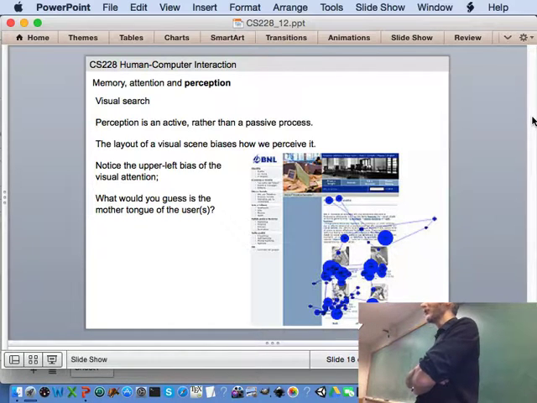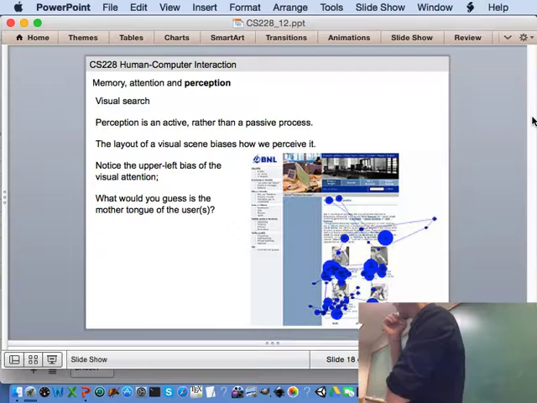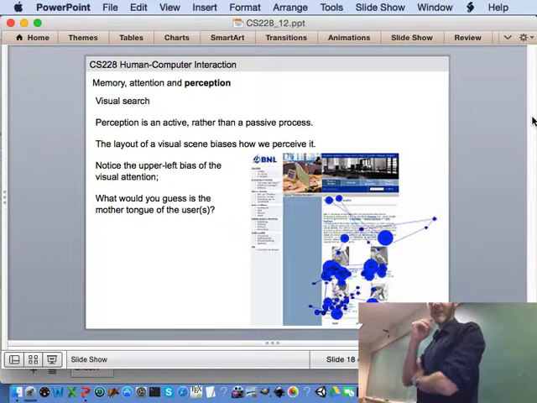Where their eyes moved, right? So the lines represent saccades. They looked here, and then they moved their eyes there. What does the size of the circle represent? How long they spent there, right? Okay. What would you guess is the native tongue of this user? What this picture doesn't show you is sequence, so you can't see that they started here and then went here.